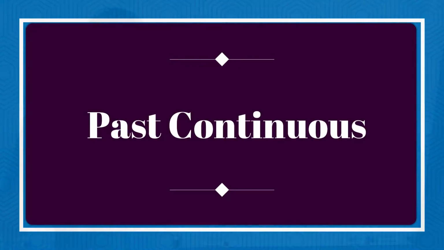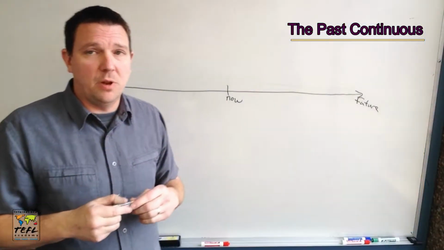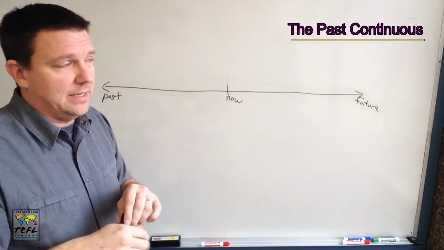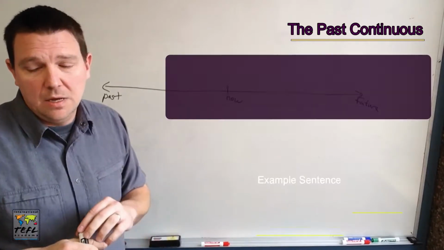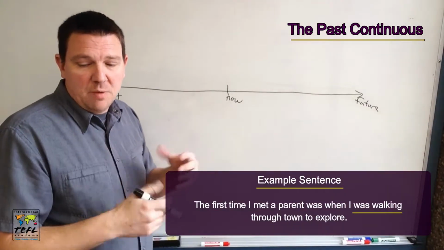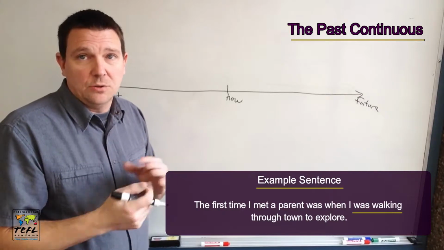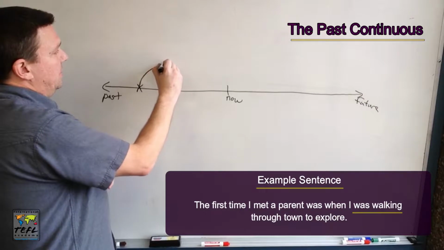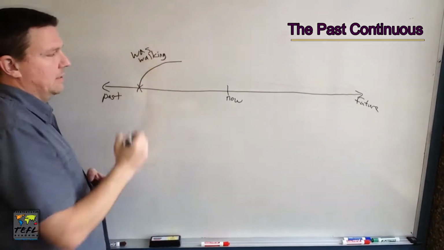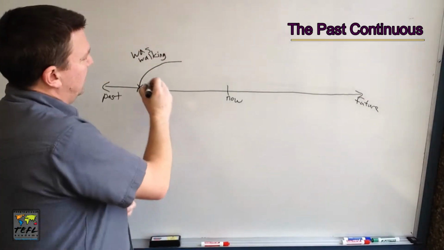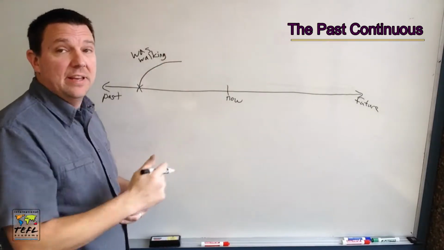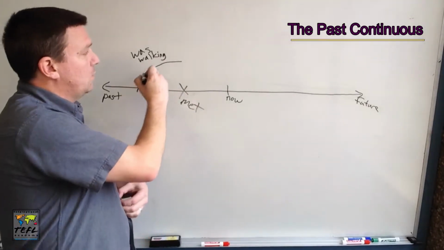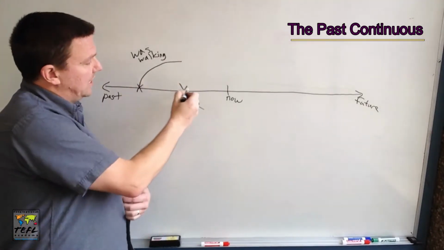Another grammar structure that we highlight in our example teacher's blog from Costa Rica is the past continuous. There are several ways we use the past continuous. One of the most common is for interruption. So the example sentence says, the first time I met a parent was when I was walking through the town to explore. So we know there was an action that started in the past. I was walking through town. And this line signifies that it was a continuous action. And then there was an event that interrupted it. I was walking through town and I met a parent. So this signifies that there was one continuous action that was interrupted with a simple past action.